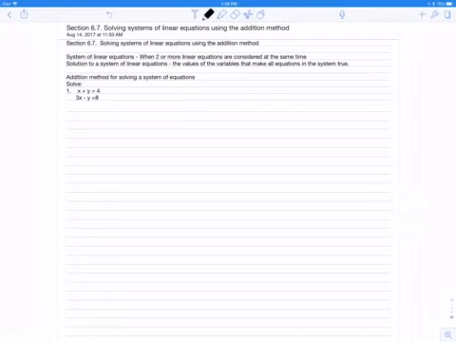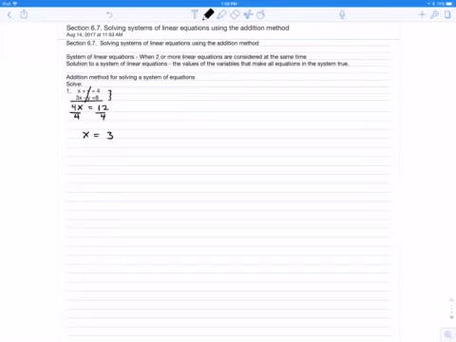To use the addition method, you want to be able to add the equations and have one of the variables drop out. So in this first system of equations, if I add the equations, the y's will drop out. So I'm left with an equation in just one variable. Okay, so solving for x, I get x equals 3.